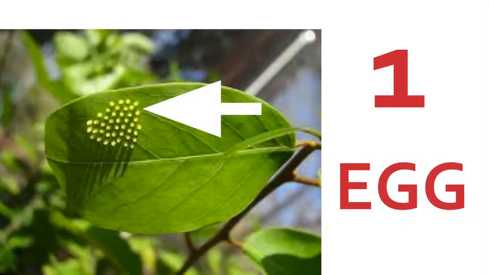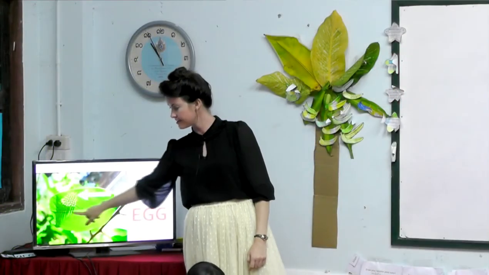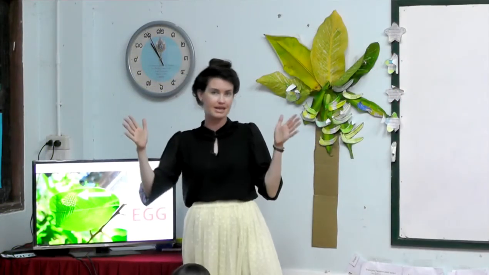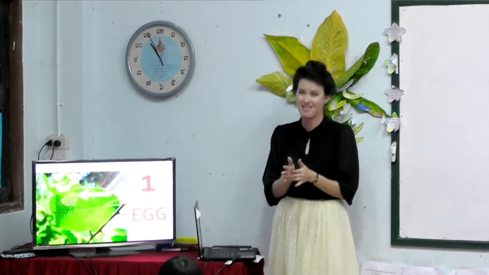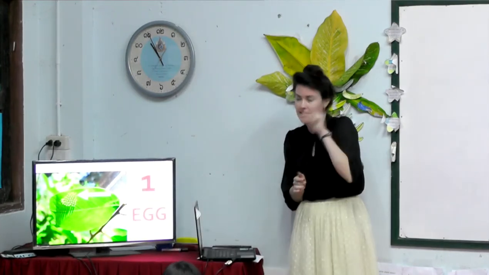So first, butterflies, they start off as little worms, right? And they make some tiny eggs. Are those eggs big eggs or small eggs? They're small eggs. They're little eggs. One egg.